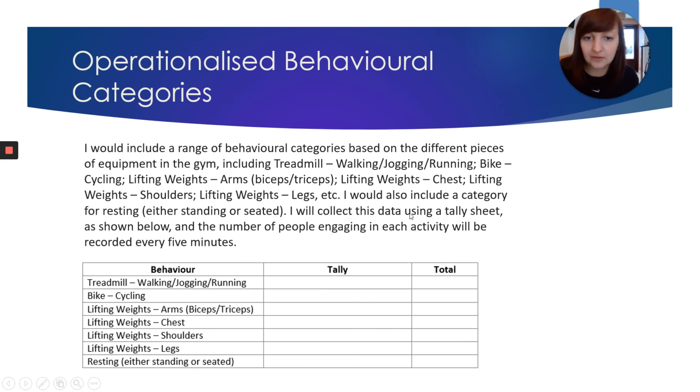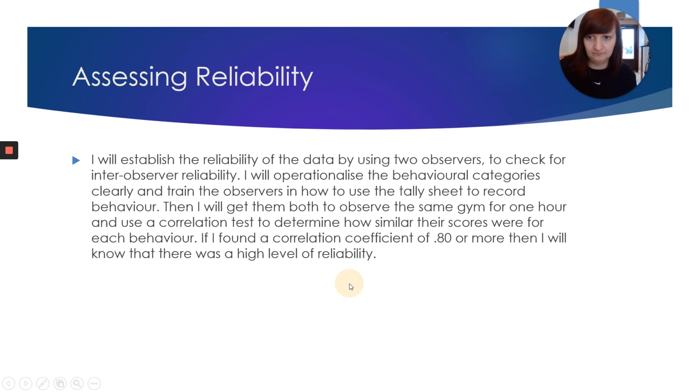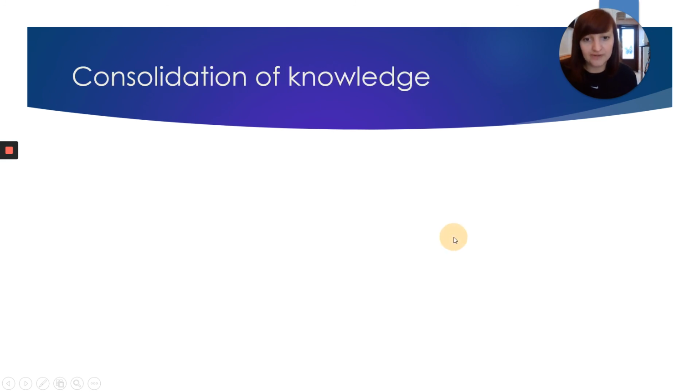Use of time and events. I'm going to use time sampling. I'm going to record the behaviour every 5 minutes and see how we're getting on. It's appropriate, gives us a snapshot at predetermined intervals. And then I'll assess it by having 2 observers. So I'll make sure that somebody else checks my behavioural categories, that they are valid. Run a Spearman's rho, because whenever you say inter-observer, you've got to have 0.8. Remember, I'll know that's a high level.